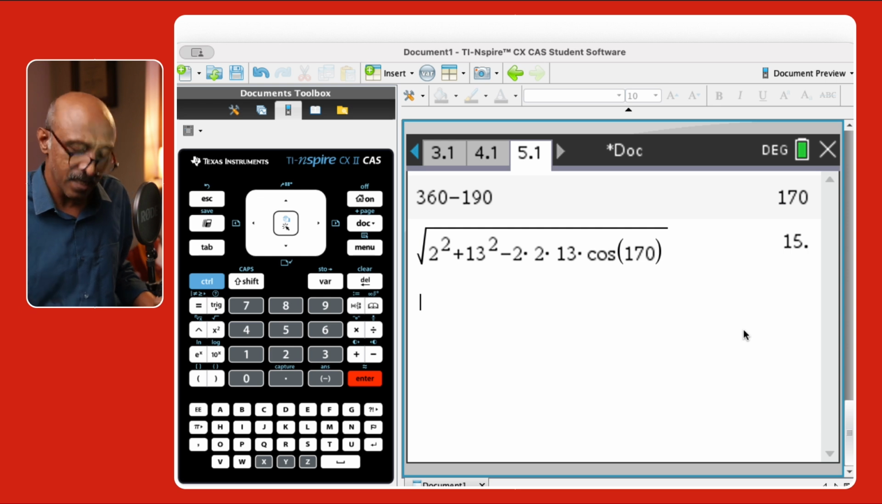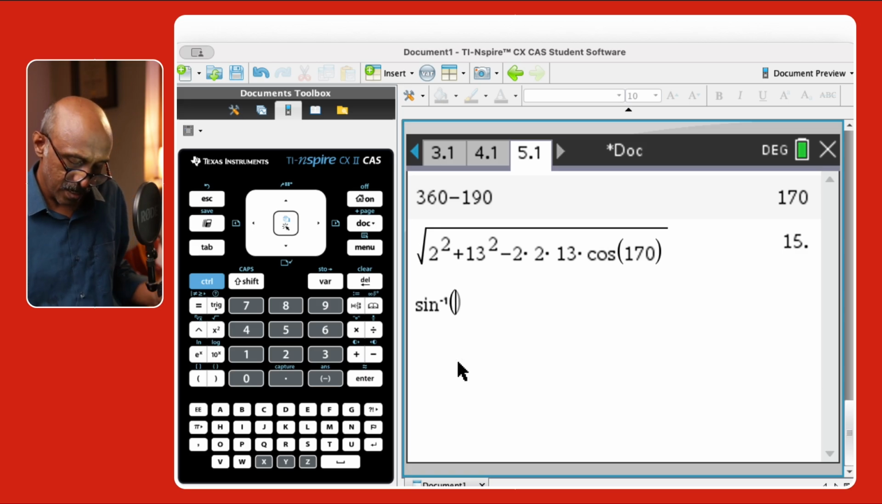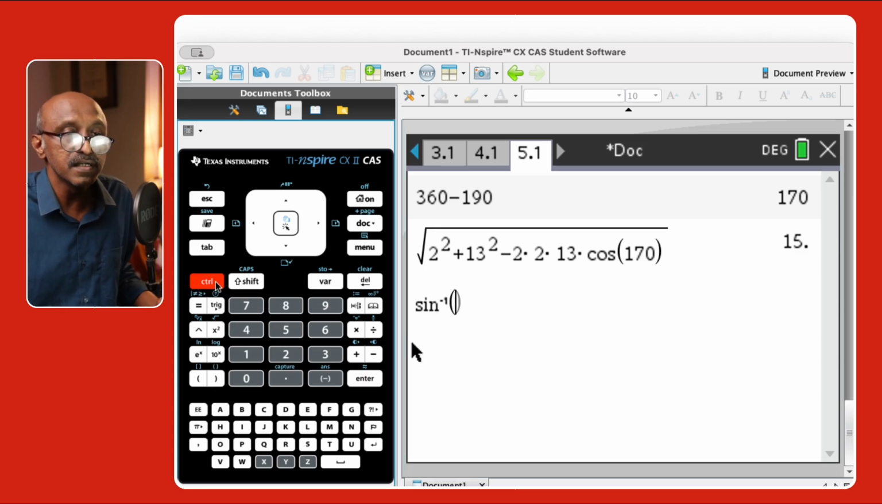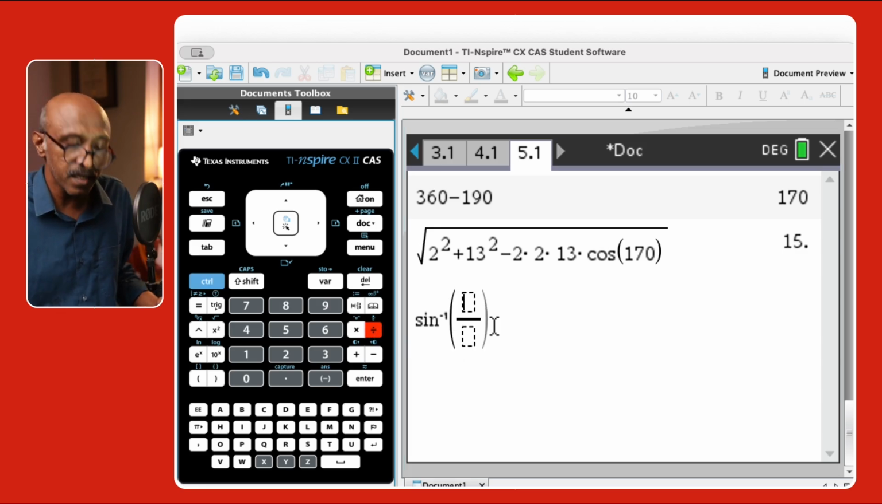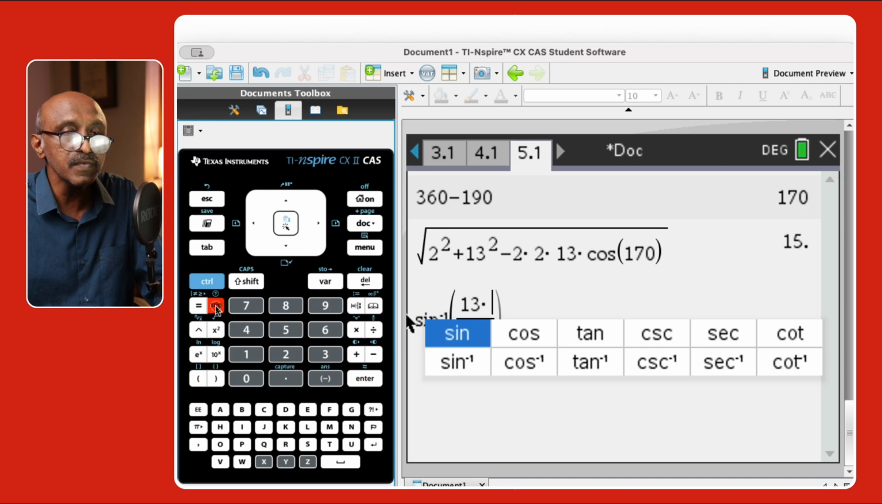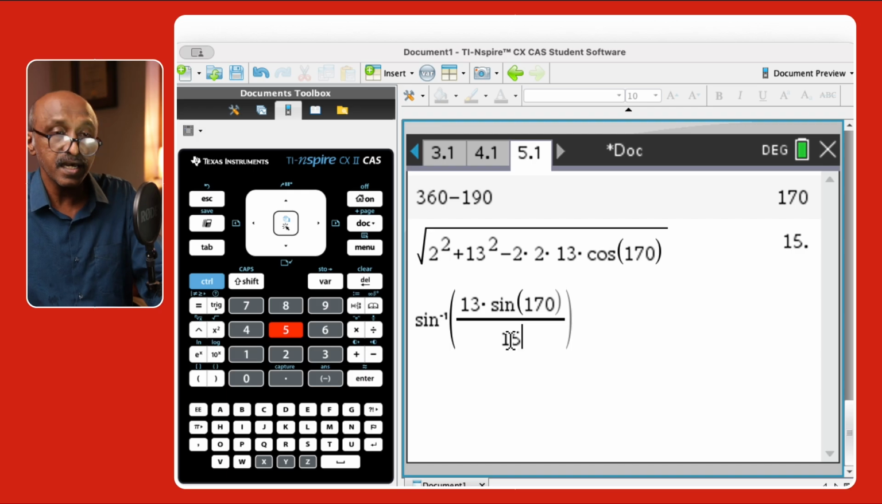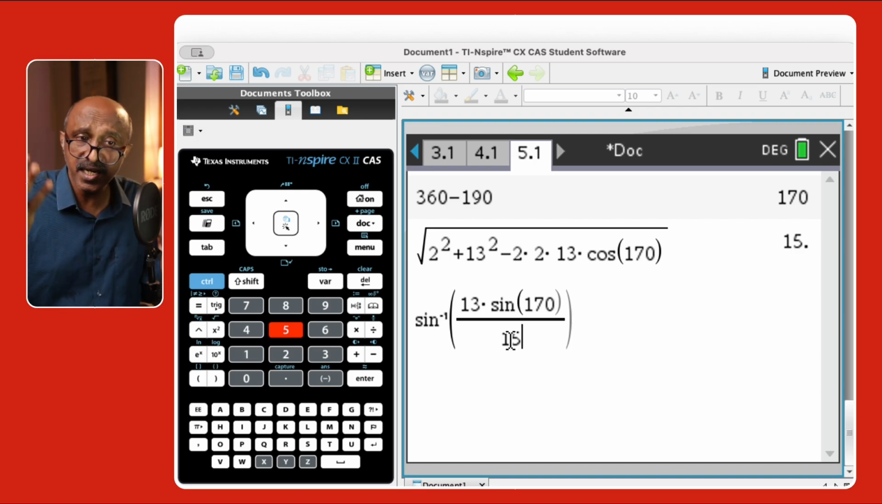This is my calculator again. I need sine inverse, and to do that, we just go here, and we can find the sine inverse, and I need the fraction. The template for the fraction is that, okay? And I'll type in as I have, so 13 times the sine of 170, the whole thing divided by 15, okay? Can you see that? I have entered the expression as it is.